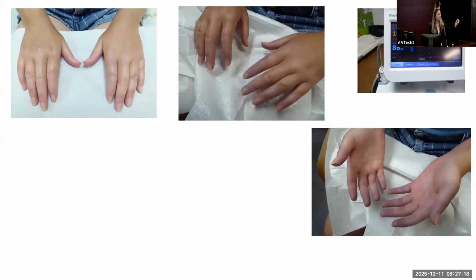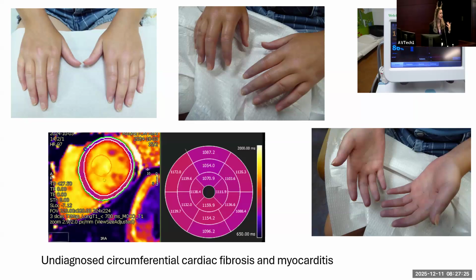Unfortunately, I only had a finger probe, so it was 86 degrees. So that's not like her true sat, but she did get very tachypnic. And I was like, something's going on. She actually didn't have interstitial lung disease. She had myositis. Her CPK was elevated.